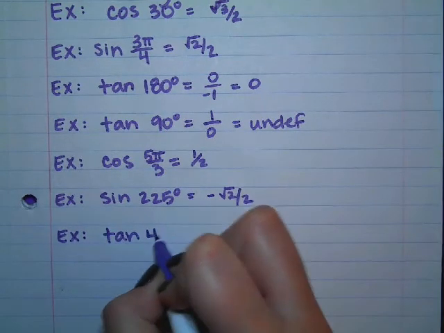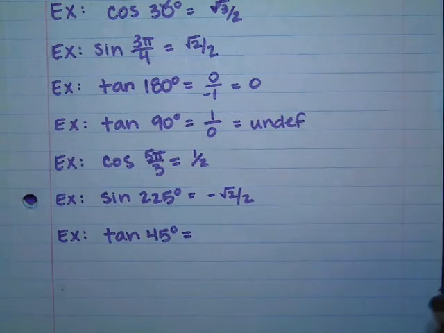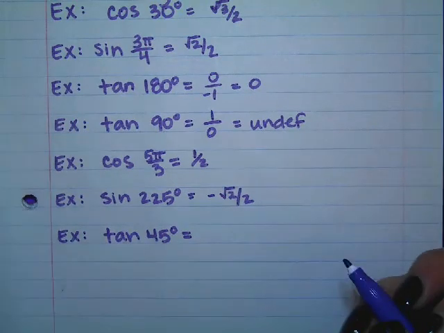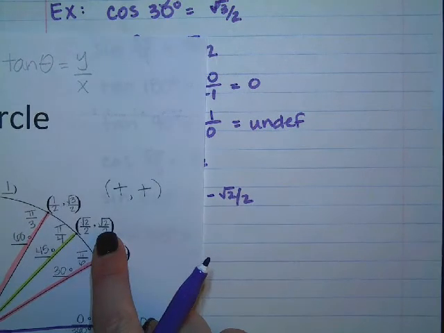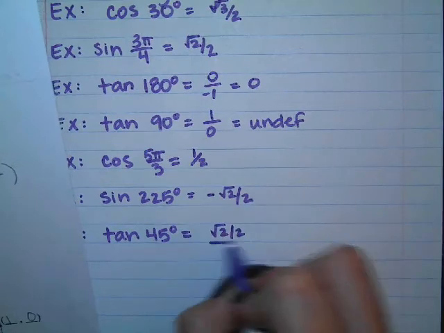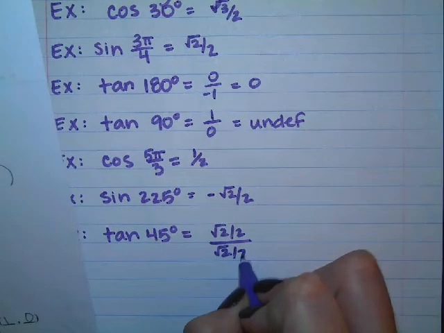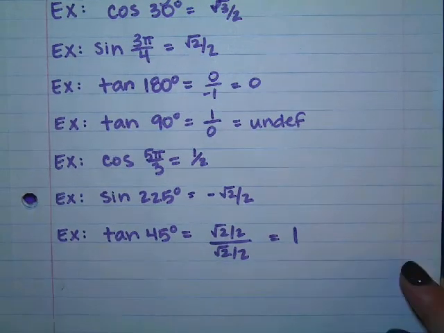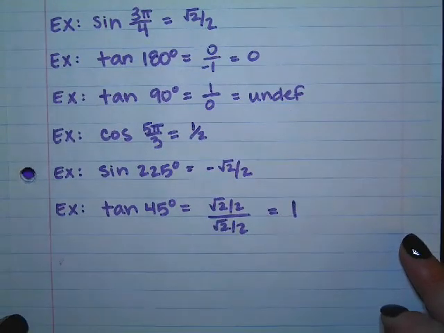Tan 45 degrees. It's 1. If we look at 45 degrees, we have y divided by x, so we have root 2 over 2 divided by root 2 over 2. And thank goodness it's 1.